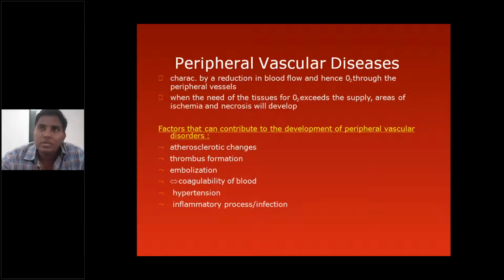And finally, there is a term which you need to remember: critical limb ischemia. Simple, the term itself says it. Beyond this point of critical limb ischemia, limb salvage is critical. Beyond this point, the limb of the patient cannot be salvaged. That is the borderline point between salvageable and non-salvageable.